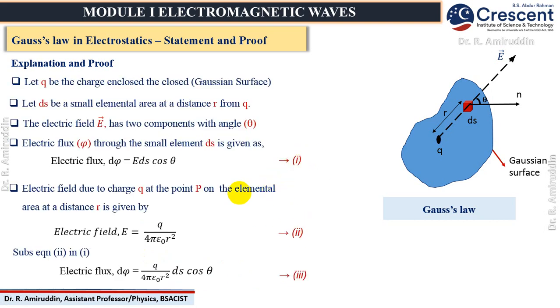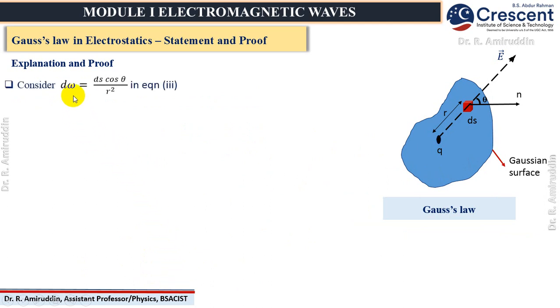Now in equation number 3 we will consider ds cos theta by r square as d omega. So we will consider d omega as ds cos theta by r square to simplify equation number 3. So finally we will have the electric flux d phi is equal to q d omega by 4 pi epsilon naught. Let us consider this as equation number 4, which is actually the electric flux for the small element ds.